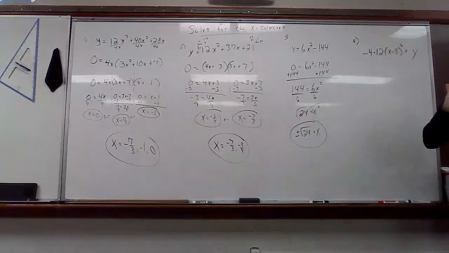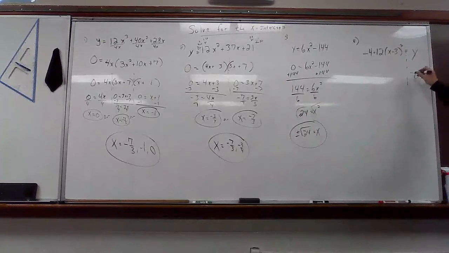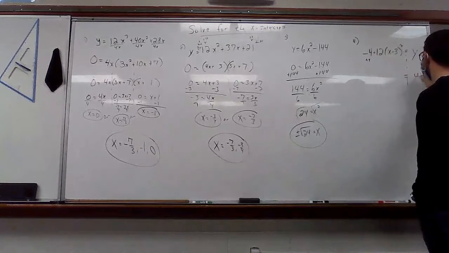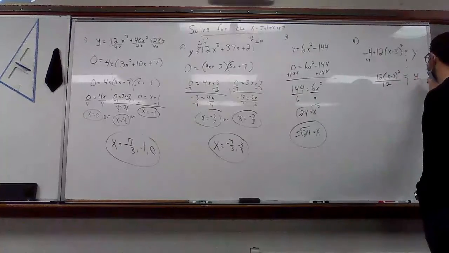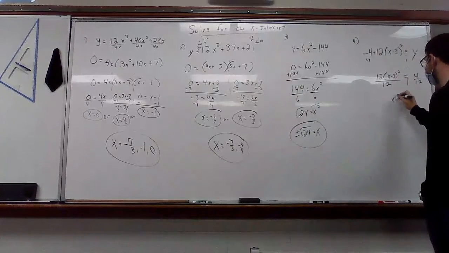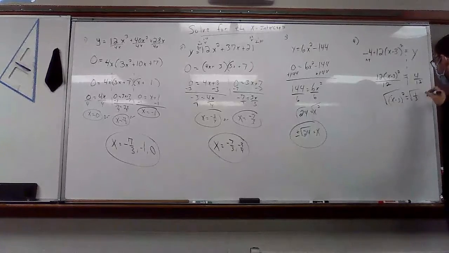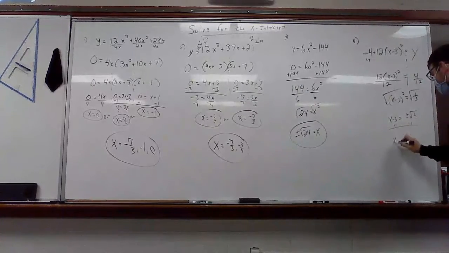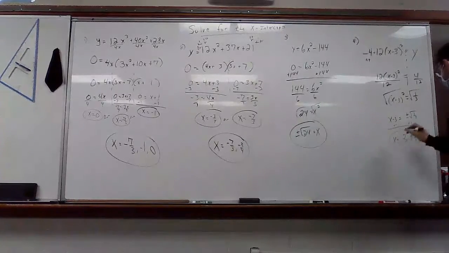Questions on that one? Did anybody get that one? Thumbs up? Okay. Last but not least, we have 0 equals. Add 4 to both sides, so really that's 4 equals 12 times x minus 3 squared. Divide both sides by 12. That gives me x minus 3 squared equals 1/3. Take the square root of both sides. That gives me x minus 3 equals plus or minus the square root of 1/3. Add 3, leaves me x equals 3 plus or minus the square root of 1/3.